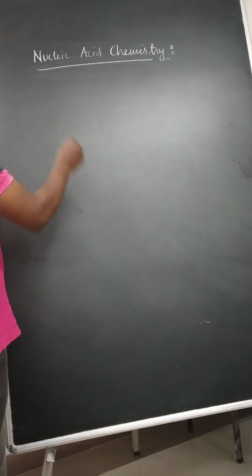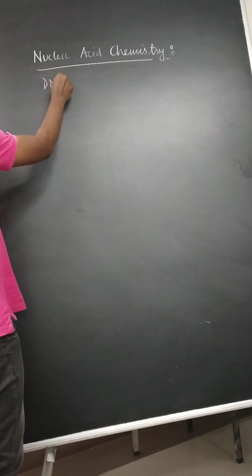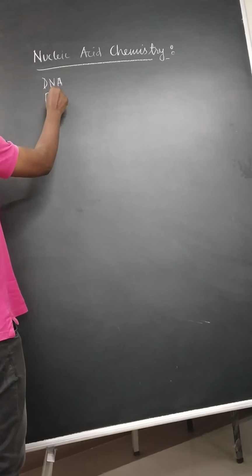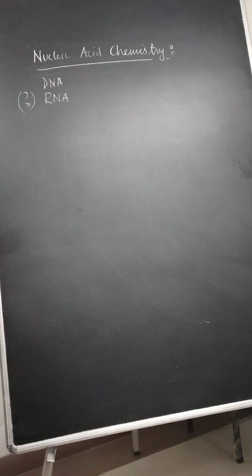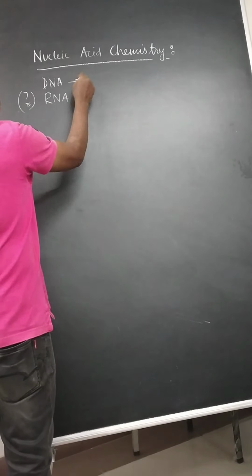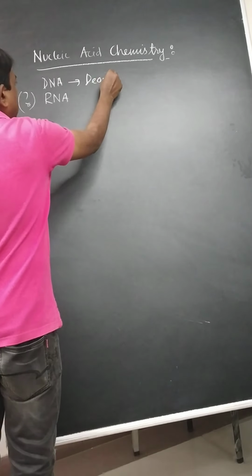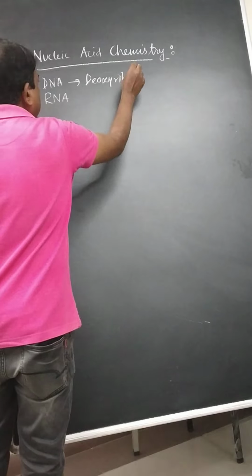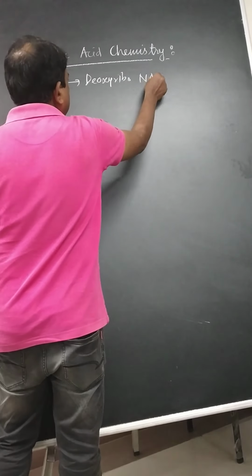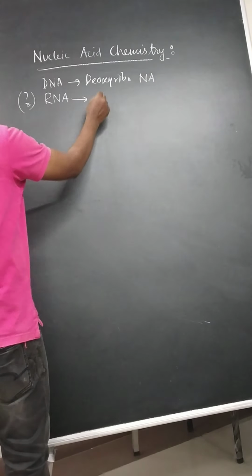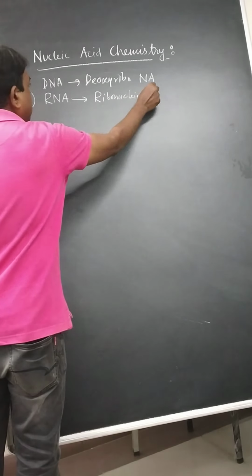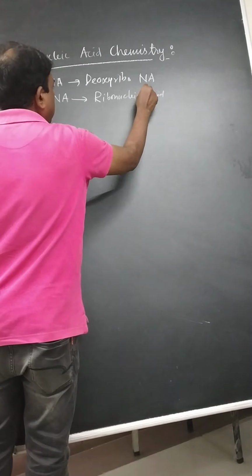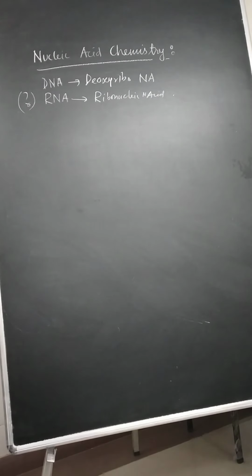What is DNA? And what is RNA? DNA means deoxyribonucleic acid, and RNA means only ribonucleic acid. So these two are called nucleic acids.